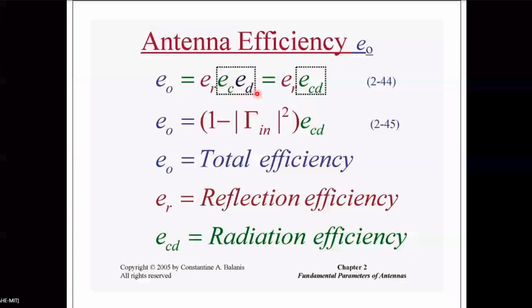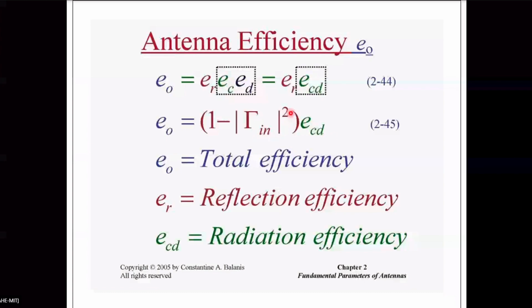Now EC and ED usually combine together. We don't evaluate EC and ED separately. It is combined together, so ER into ECD. ECD is called the radiation efficiency, the conduction-dielectric efficiency. ER is called the reflection efficiency. Now E naught is dependent on ER and ECD. E naught is the total efficiency. E naught is (1 minus magnitude of tau in, squared) into ECD.